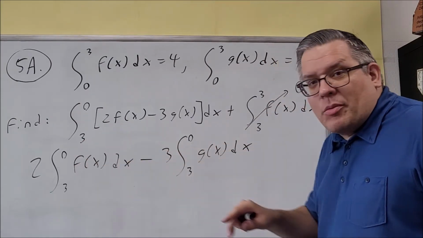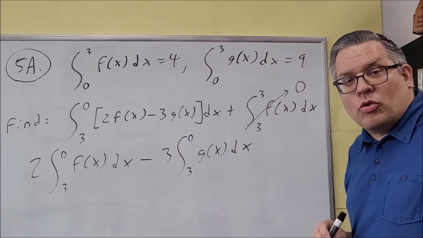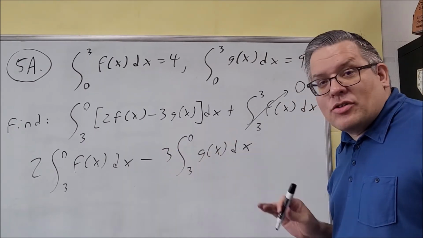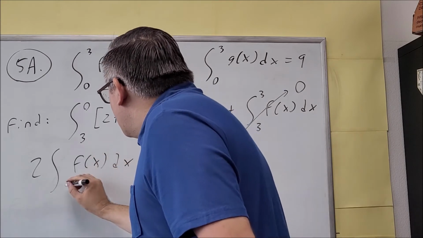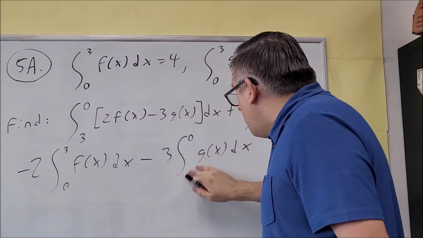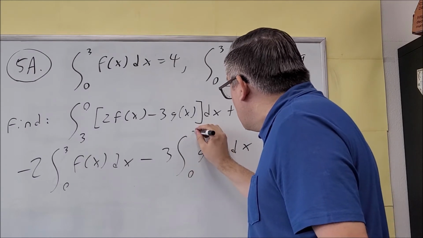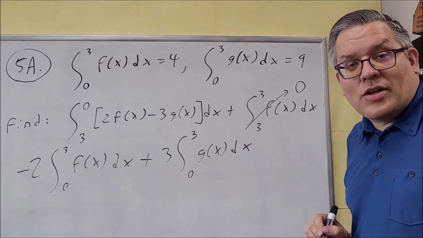If we flip the limits of integration, that's going to cause the outside number to be negative. That's one of the rules that you have. We're going to apply that to each of these individually. So I'm going to make this 0 to 3, and that's going to make that negative. I'm going to do 0 to 3 right here. That changes the sign of this to make it positive.